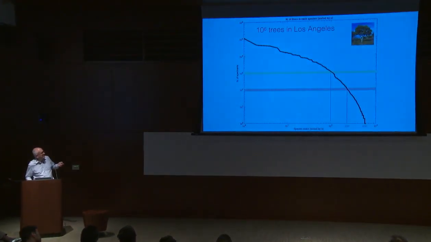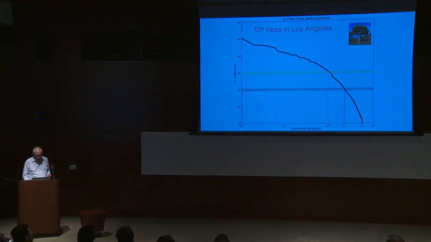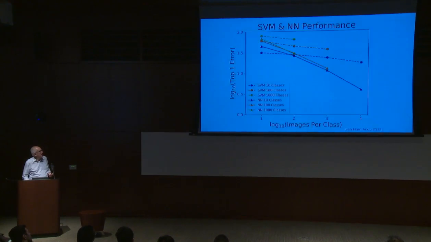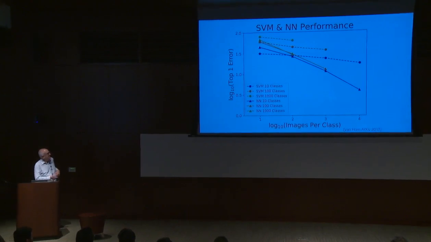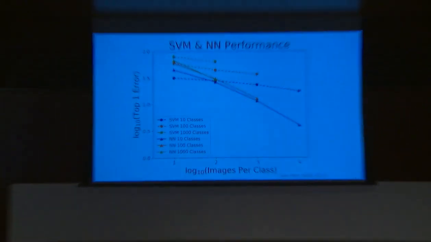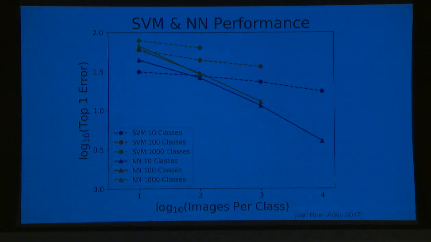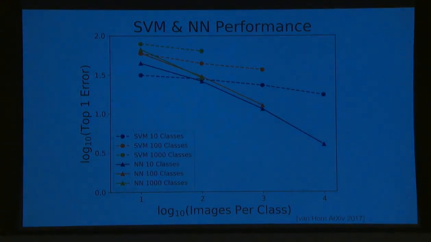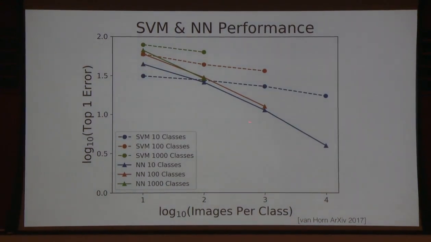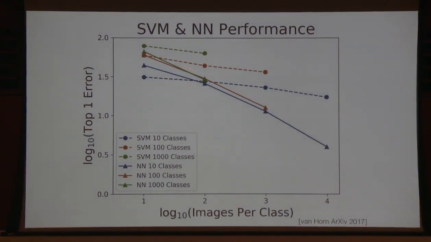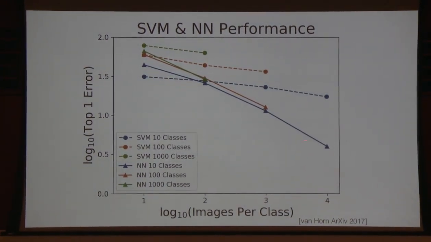And again, you see this same Zipf law distribution with the long tail. So here is an experiment that my student Grant Van Horn carried out last year, in fact in 2017. Don't worry about the dotted lines, which are SVMs. It was sort of a control experiment. Focus on the solid lines here. And so we can draw a couple of lessons from this experiment.